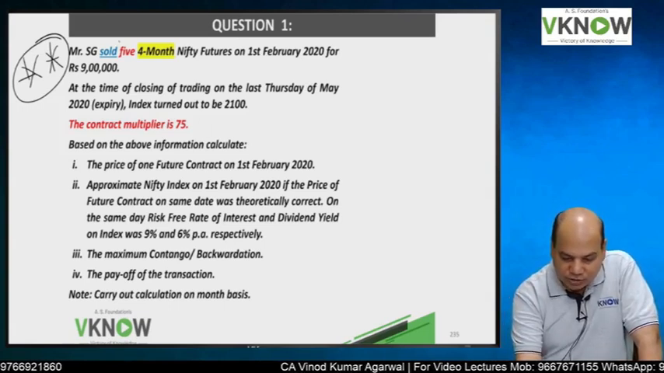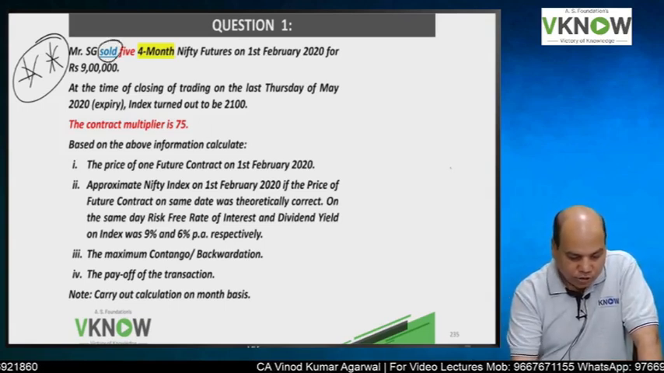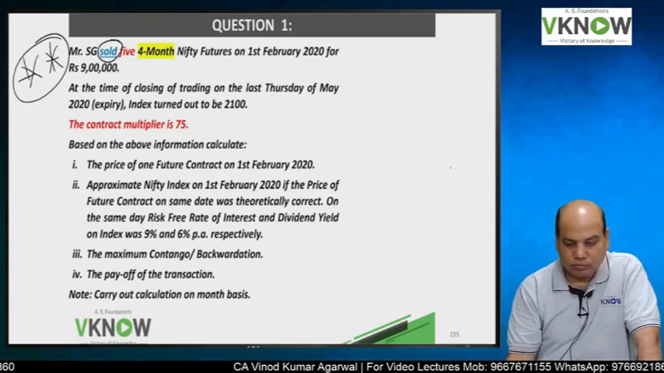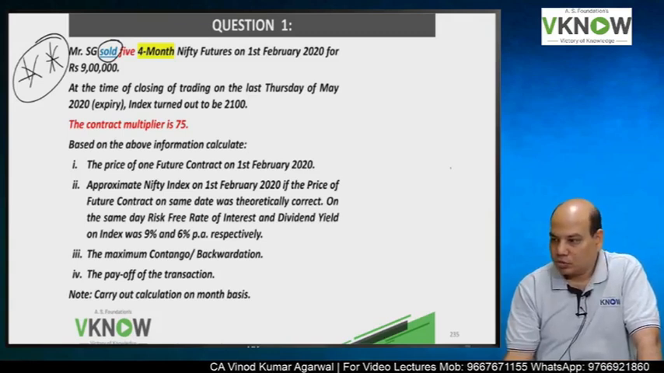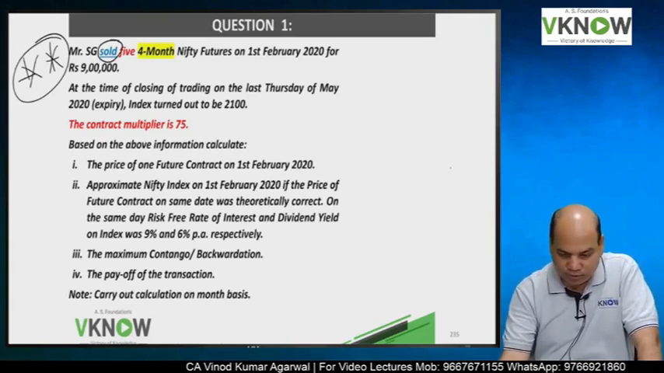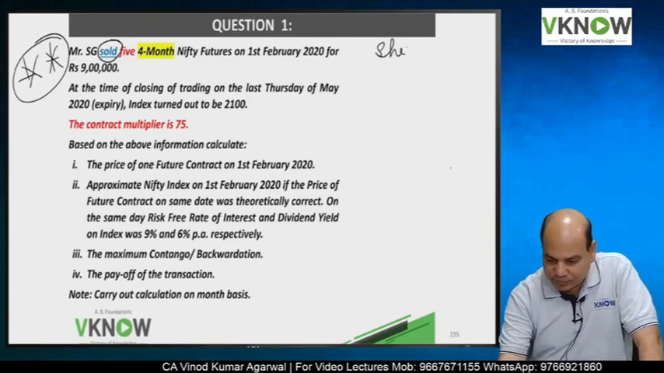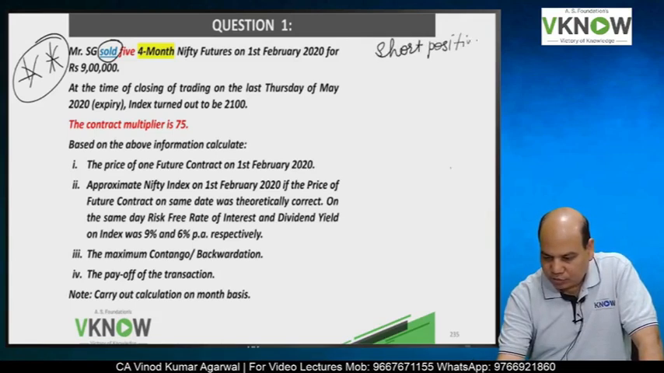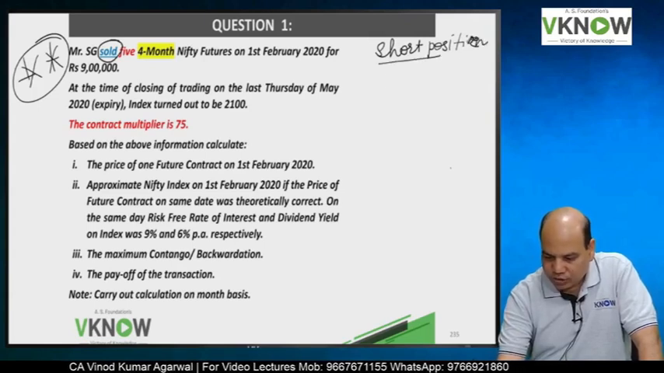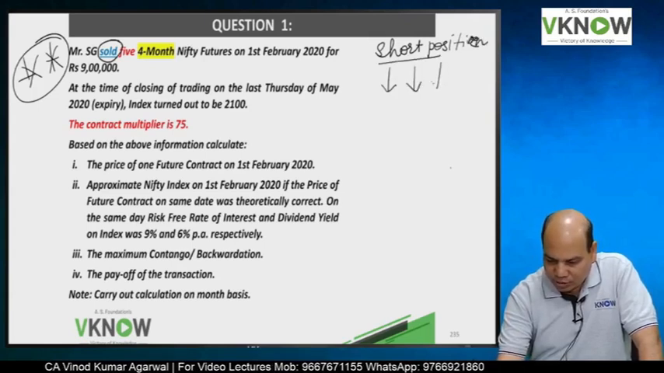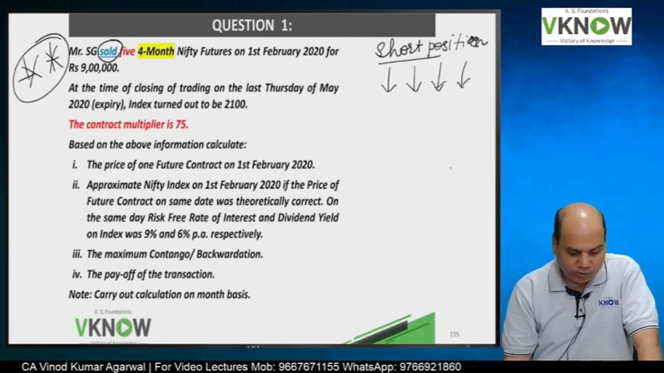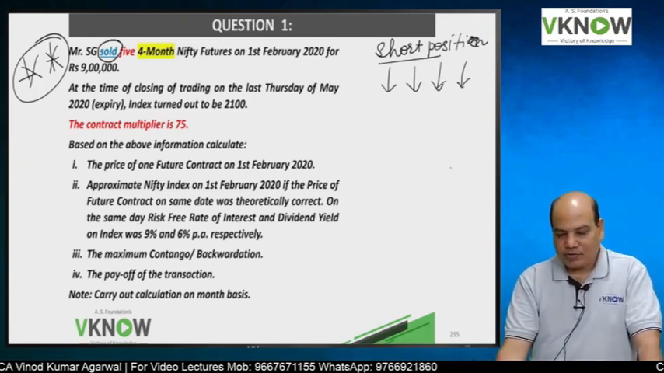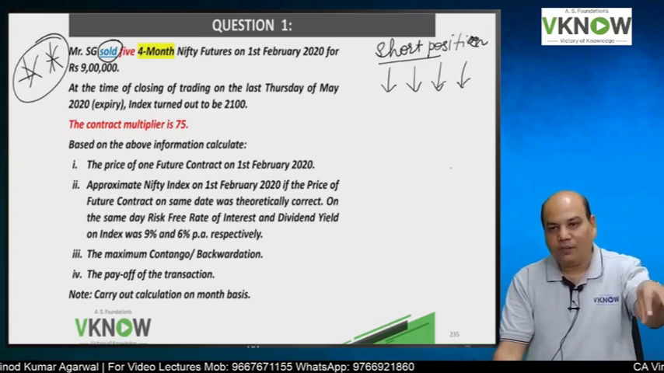Mr. SG. Underline this word, sold. Sold means he has taken a short position. A short position holder will make profit if the price goes down. So he is betting on downward movement of price. He is expecting that Nifty will fall.